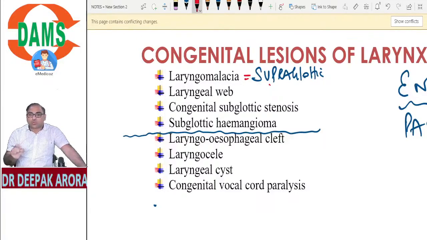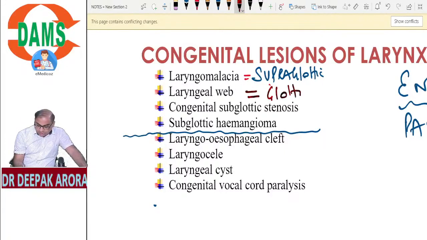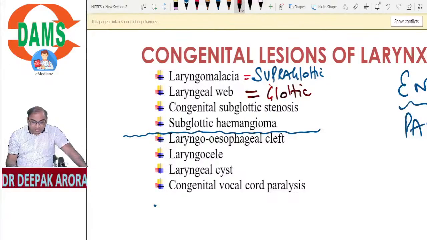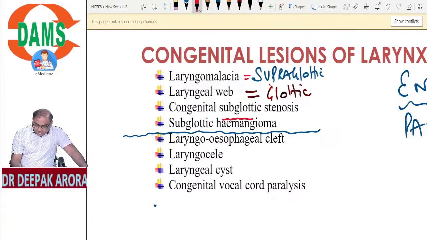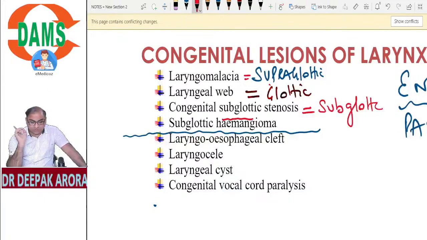Laryngomalacia is equal to supraglottic. Laryngeal web. If the examiner asks you about laryngeal web, any student in the chat box, can you tell me at which level laryngeal web is? It is at the level of glottic area. Am I understandable? Congenital subglottic, the word itself is telling you subglottic. This is your subglottic area. This is at the level of subglottic area. Actually participate with me. Subglottic hemangioma. These two conditions are at the level of subglottic area.